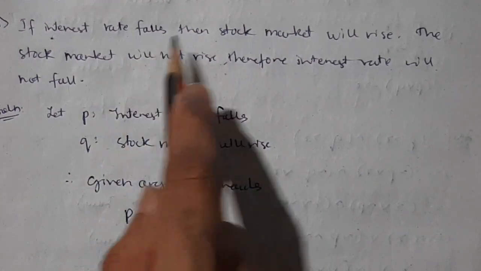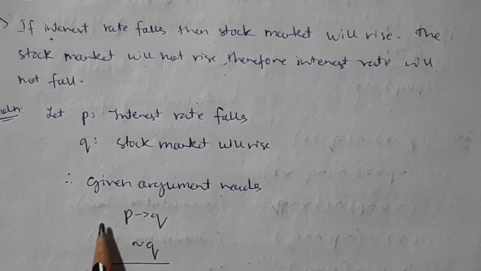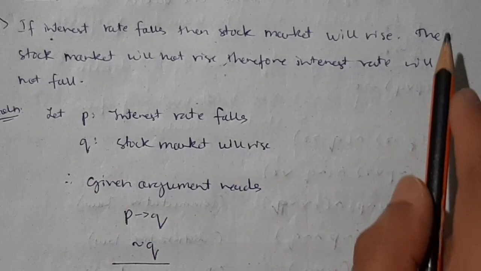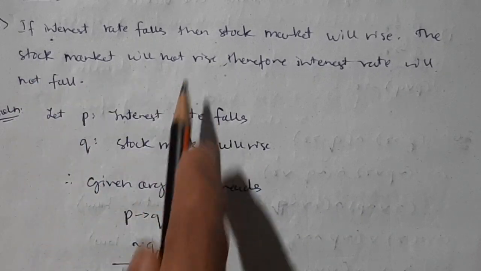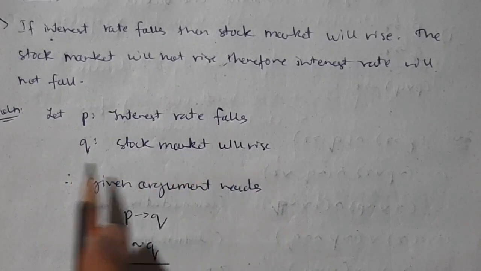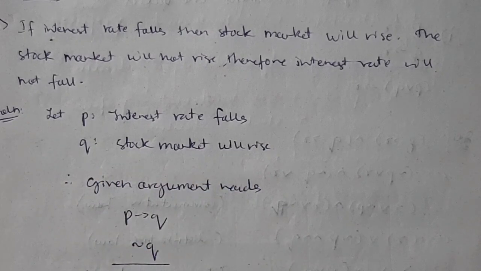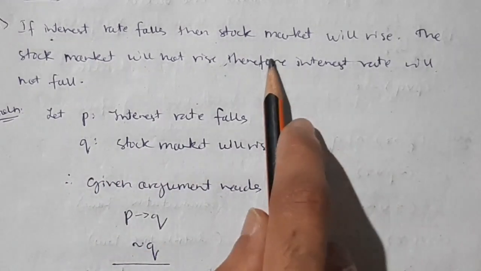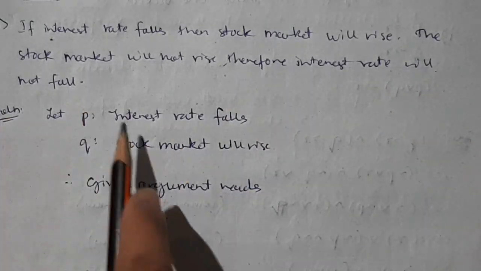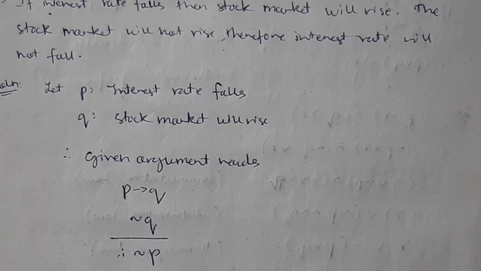If interest rate falls, then stock market will rise. So if P then Q, that's a conditional. This is given. Also it's given that the stock market will not rise. So Q is stock market will rise. So not Q will be stock market will not rise. So these two have been given. And what's the conclusion? Therefore interest rate will not fall. So interest rate will not fall is not P. So we will write the statement here as not P.